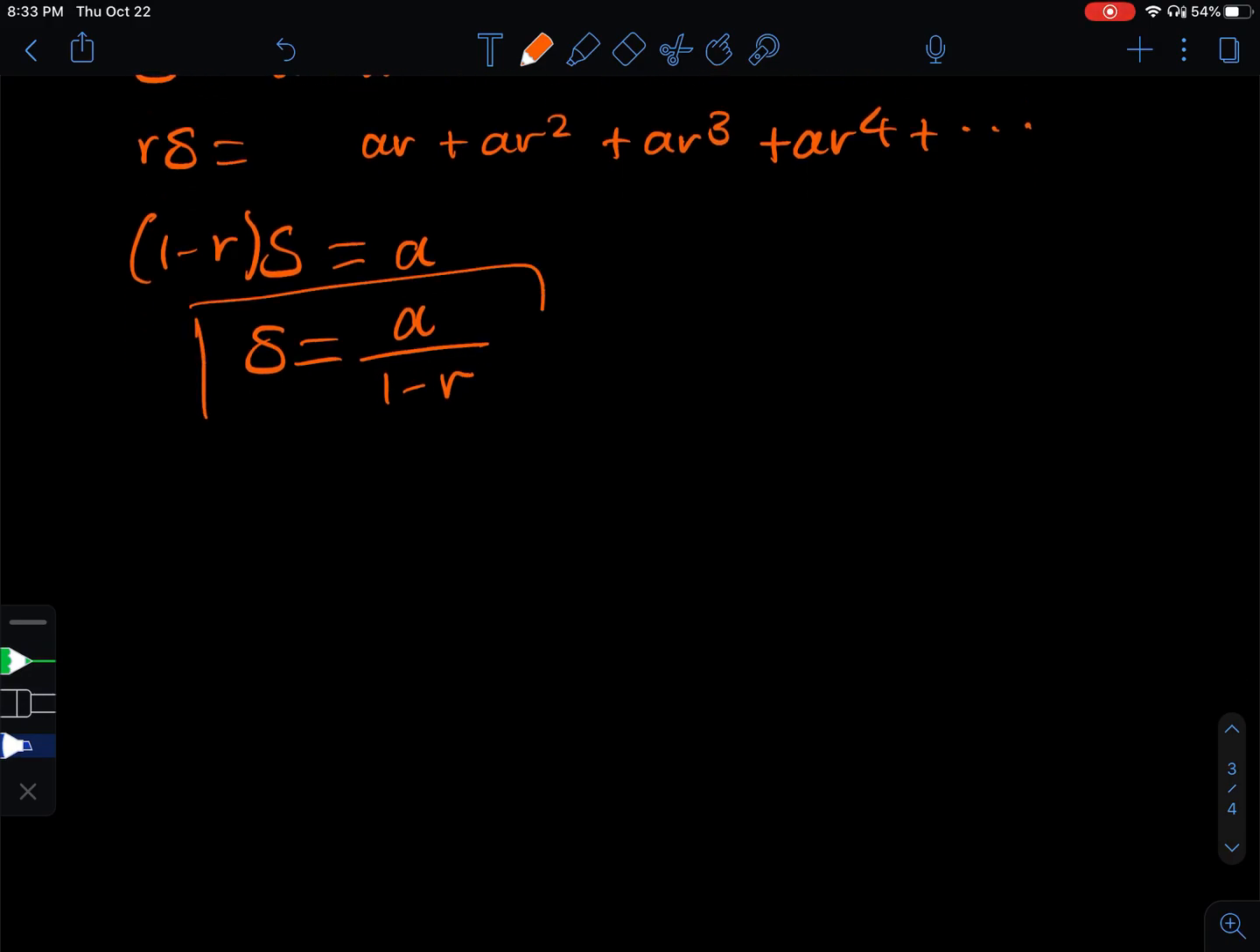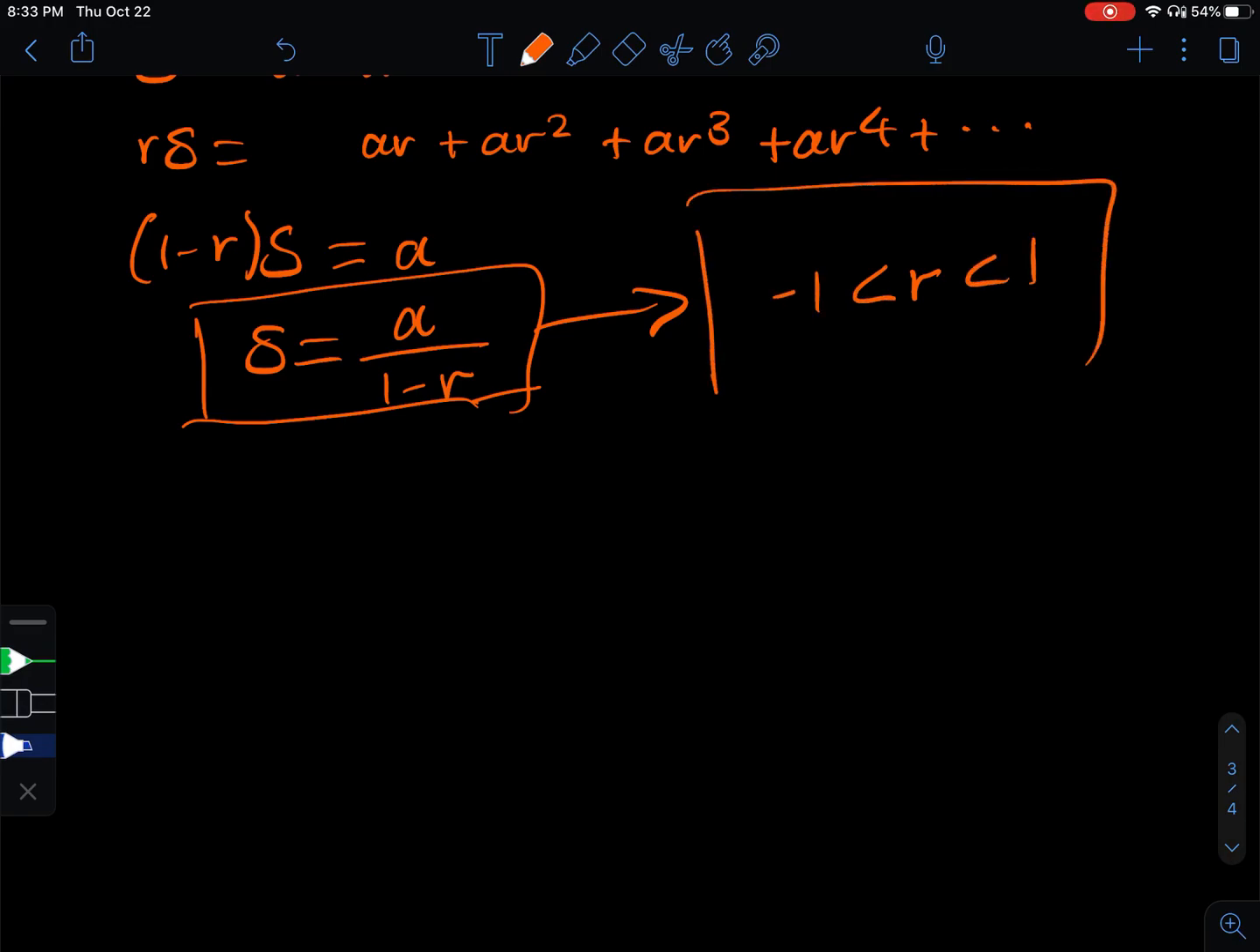Now look at how simple this formula is compared to that of a finite series where you can actually see the nth term. It's very simple. A is the first term, R is the common ratio, and that's all you need to find the sum of any given series now. This is important. This condition needs to be met always, otherwise the infinite series would not have a sum.